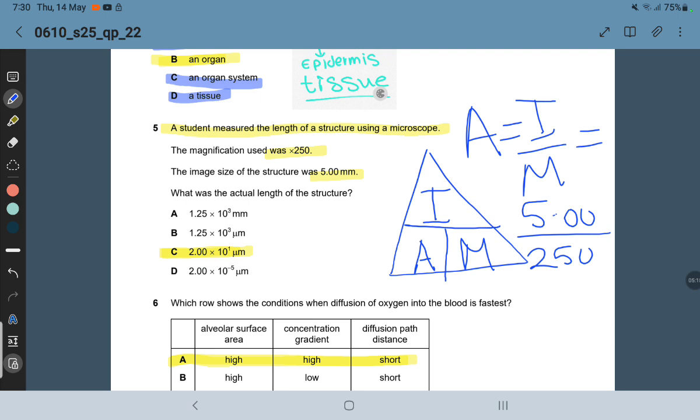So the final answer, you're going to get it and multiply it by 1000 so that you can get your answer in micrometers. Remember, actual length is always, and always, and always in micrometers. I never saw an actual length in millimeters. Also, this information is crucial for your AS level and A2 levels because they are really commonly asked.